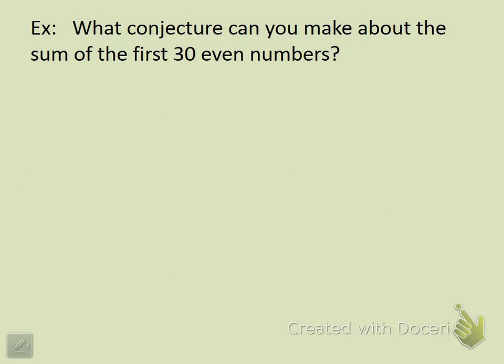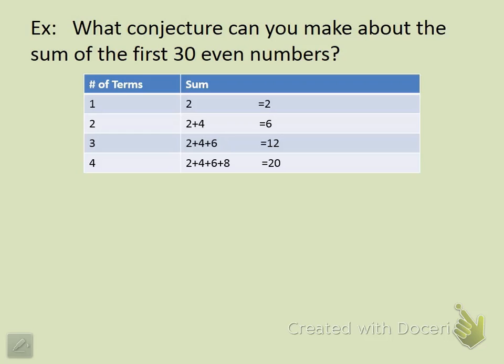What conjecture can you make about the sum of the first 30 even numbers? This is telling me my first term, second term, third term, fourth term. We take 2, and since we're talking about the sum, we're adding. So the next one is 2 plus 4. We add another even number on top of it, so 2 plus 4 plus 6 to get 12, and we just keep adding on top of it.